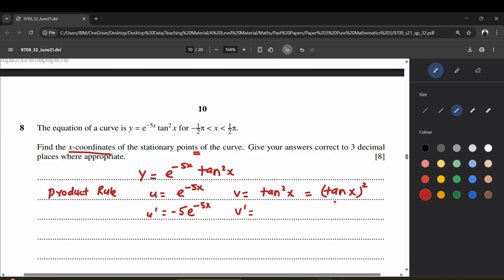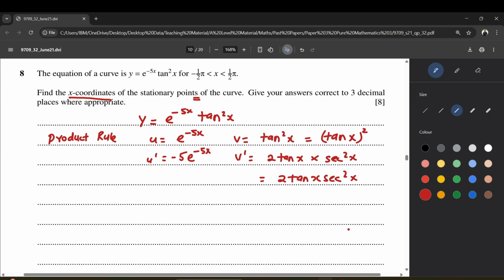And v dash is going to be, so here simply we have to use the chain rule. So 2 times tan x multiplied by the derivative of what's inside the function, which is tan x. The derivative of tan x is sec squared x. Okay, so therefore this becomes 2 tan x sec squared x. Okay. Now we know that dy/dx is vu dash plus uv dash.